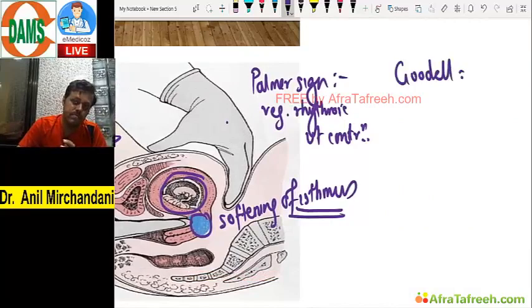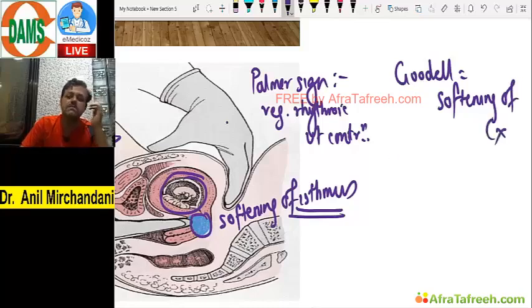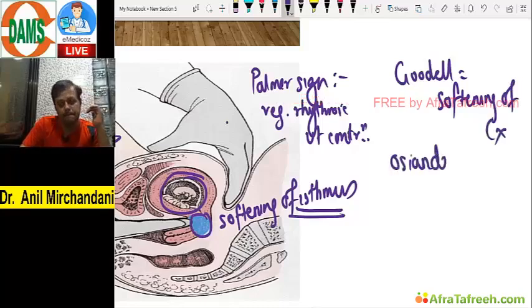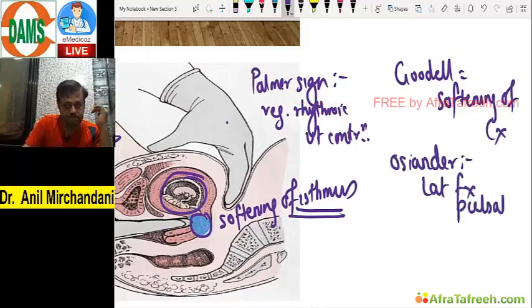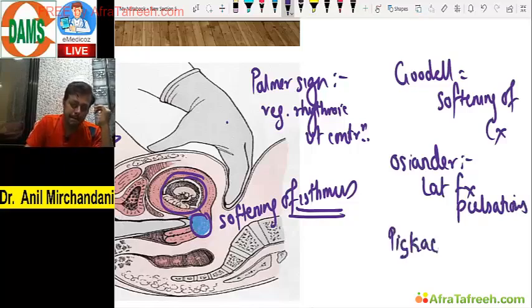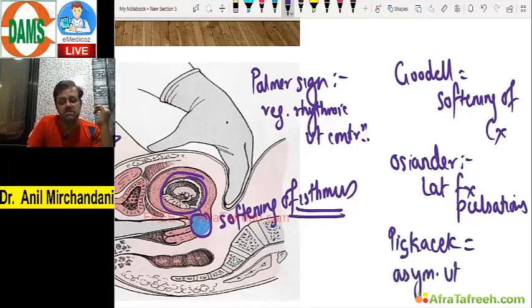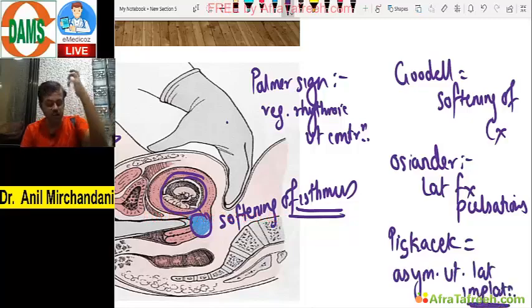Goodell is softening of cervix. Osiander, lateral fornicial pulsations, and Piskacek is asymmetrical uterus due to lateral implantation. All things are given in your notes. This is just a revision thing, that asymmetrical uterus due to lateral implantation.